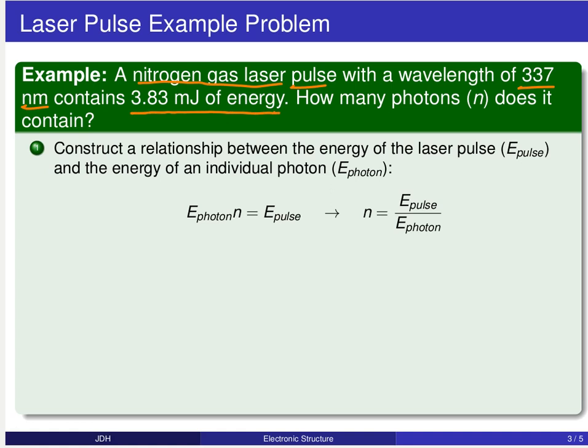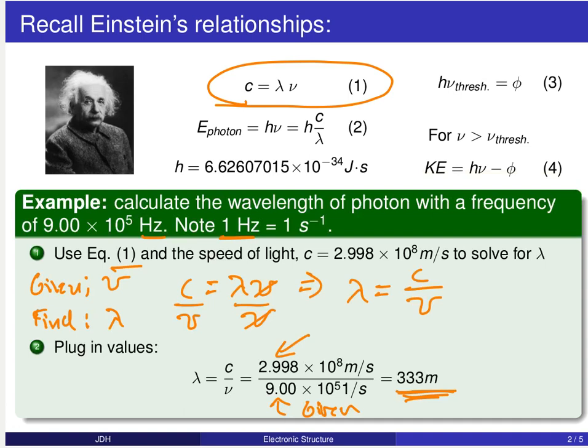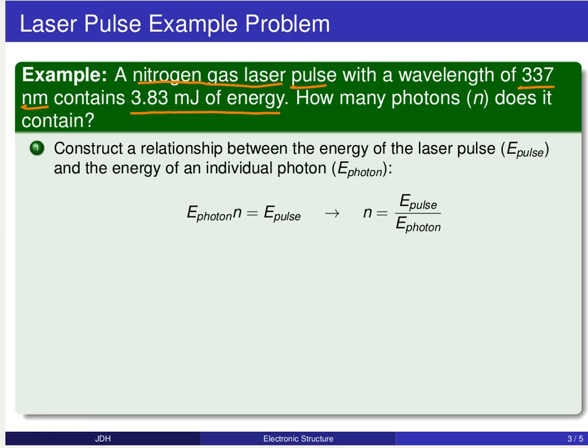The question we want to answer is how many photons, which we'll denote by n, does this little laser pulse contain? If you look back at our set of equations up here, there's no relationship for a laser pulse. So we're going to have to do some thought to build that up. You can do a quick scan and convince yourself there's nothing that says laser pulse. So we need to think about what's happening here.